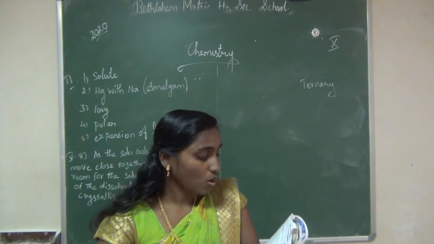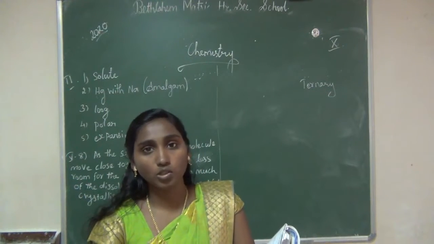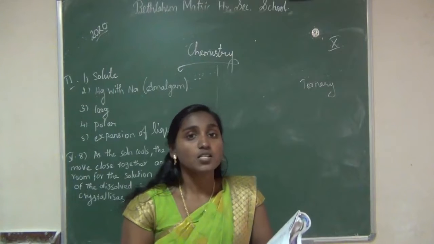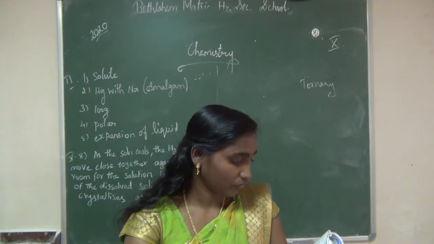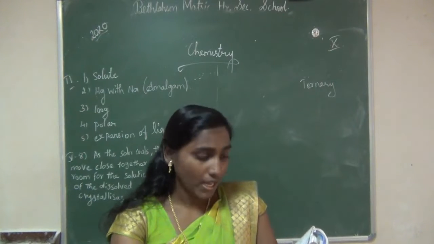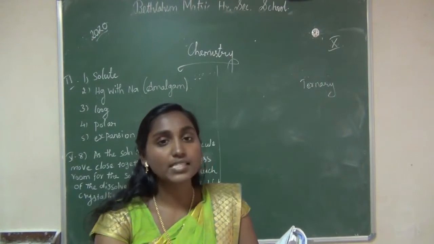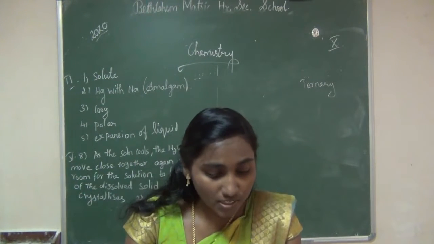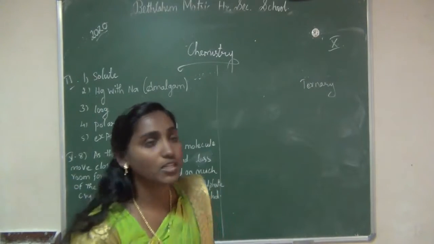Then third one, sodium chloride dissolved in water forms a non-aqueous solution. Sodium chloride can dissolve in water, right? So answer true. Third one answer true. Then fourth one, the molecular formula of green vitriol is MgSO4 7H2O. It is not right. So answer false.